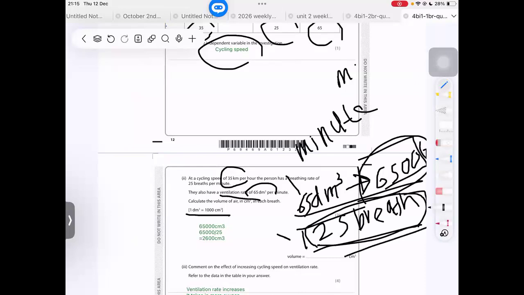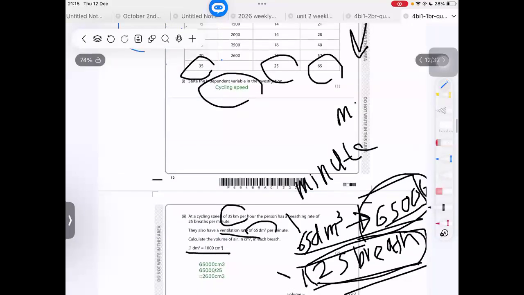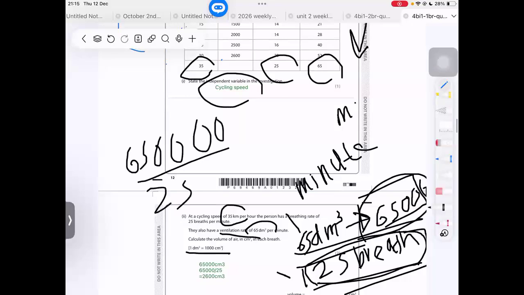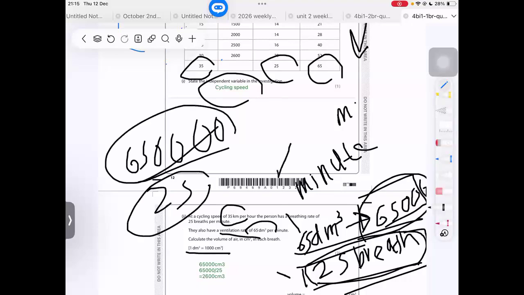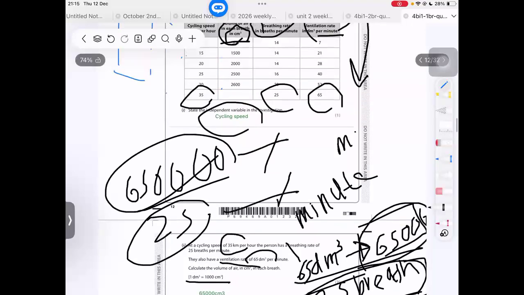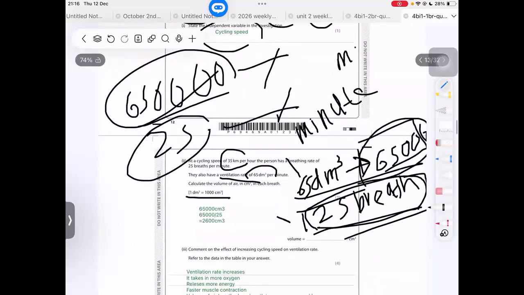So therefore, we have to divide 65,000 by 25 breaths because this is also for minute, this is also for minute. So minute and minute cancels off. So this will be the amount of air, this will be the number of breaths. After we divide 65,000 by 25, we can find the volume of air that they are taking in for each breath. So 65,000 divided by 25 will be 2,600 cubic centimeters.